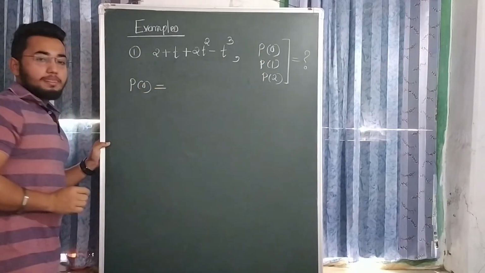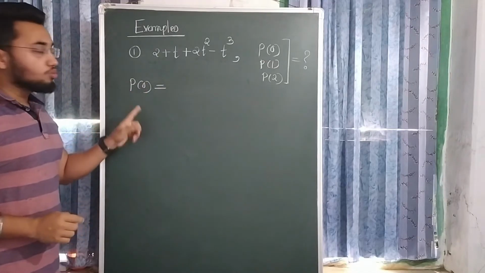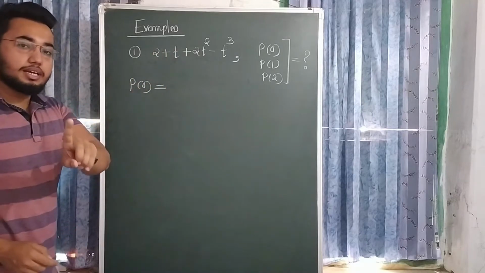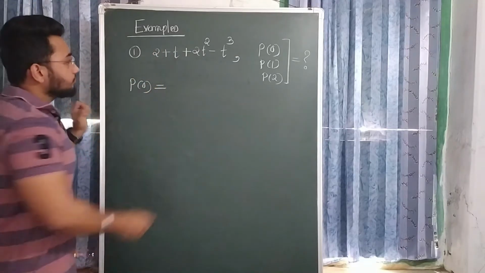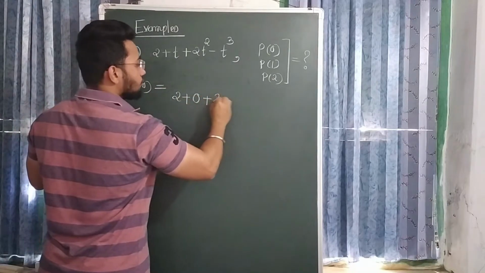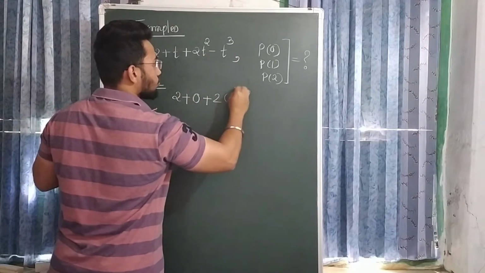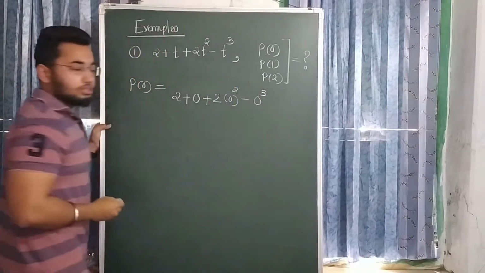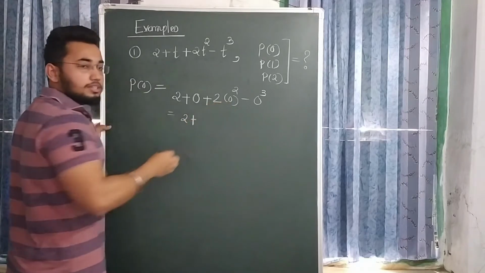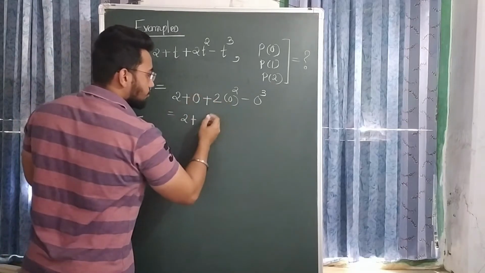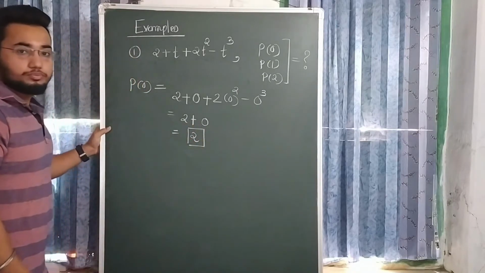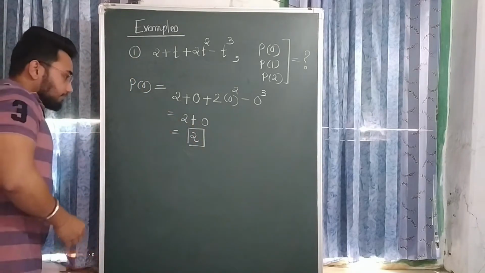P(0). P in the function of 0 means you have to put 0 in place of t. Wherever you see t, you have to put 0. 2 plus 0, 2 times 0 square, minus 0 cube. 2 plus 0 multiplied by numbers, the answer is 0. The 2 plus 0, our answer is 2. Simple. This is our first one done.